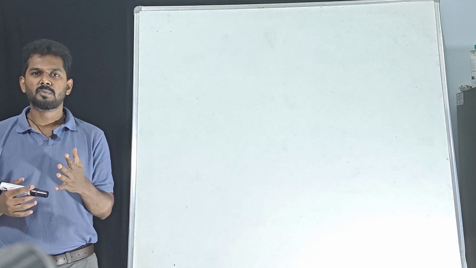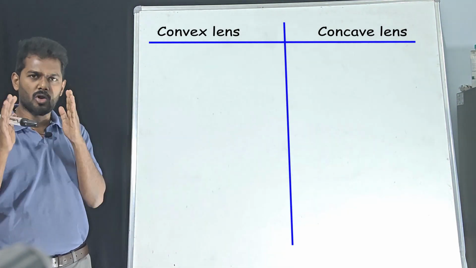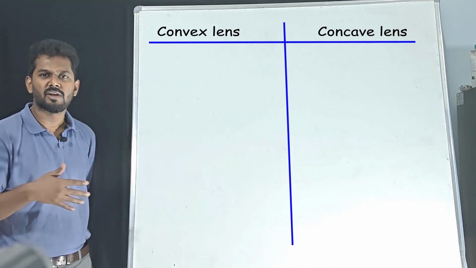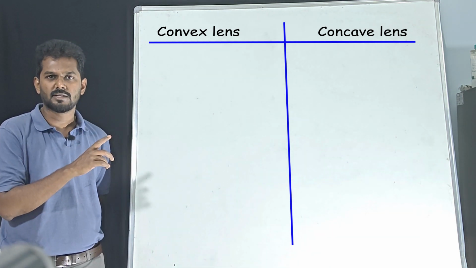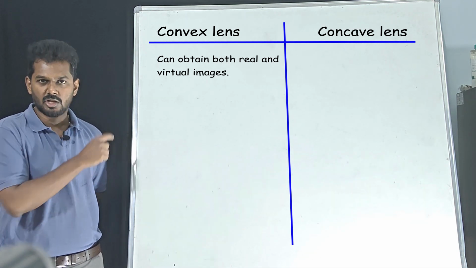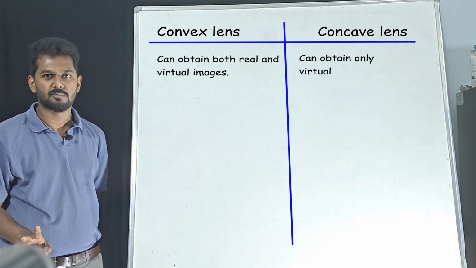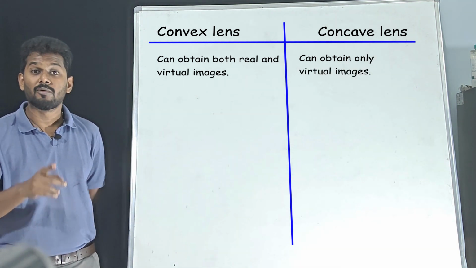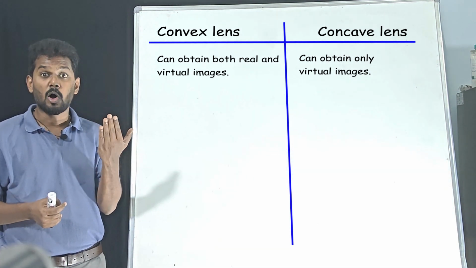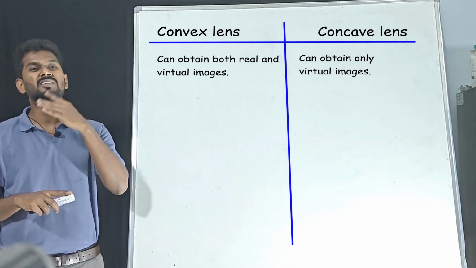Now we'll learn the differences between convex lens and concave lens. Here all this data you already know, but for the safer side we are going to learn. First, when we talk about convex lens, we are going to get virtual image as well as real image. But when it comes to concave lens, only virtual image is possible. And one more important thing: in convex lens we know we are going to get virtual image, correct? In concave lens, it is always virtual image.